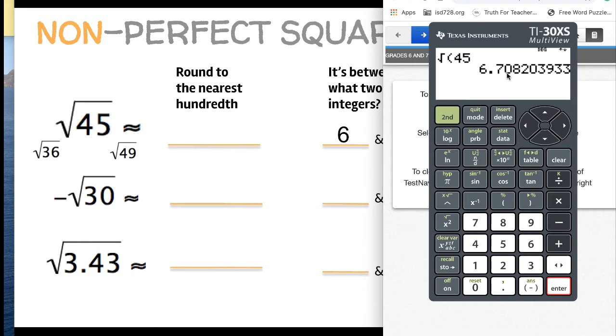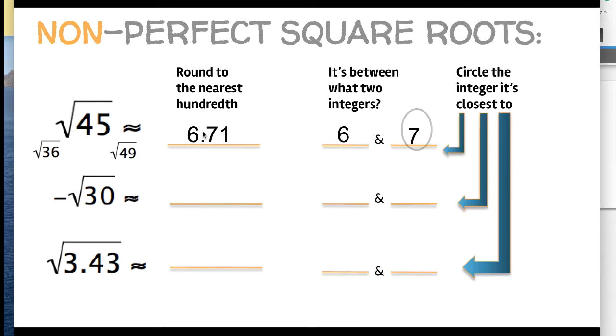So in the hundredths room, I have a 0. I need to look next door. Is this digit 5 or higher? Then I'm going to add 1 more to 0, which would be 1. So 6.71 is about the value of the square root of 45. Now, which one of these integers is 6.71 closest to? 7. You're right. So we could say the square root of 45 is about 7. Or in this case, we'll say it's about 6.71. Let's do the next example.